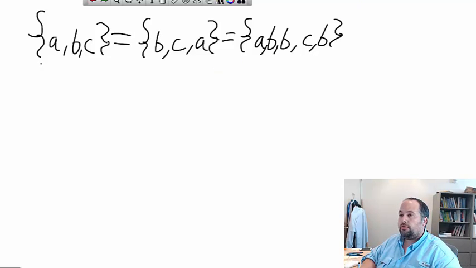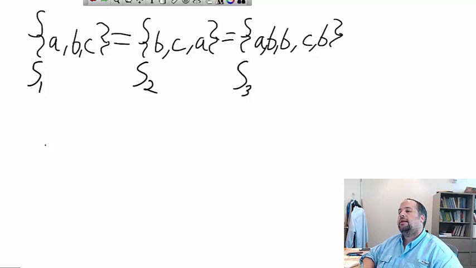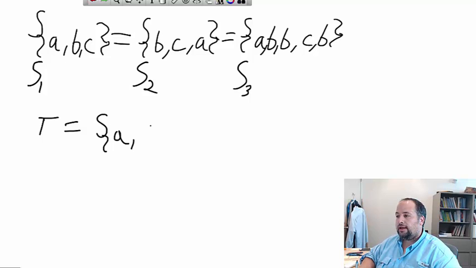I'm going to call this one set S1. I'm going to call this one S2 and call this one S3. And I'm going to create a new set. We're going to call this set T. And we're going to say that T equals A and B. All right?